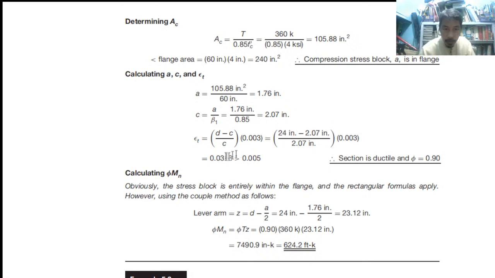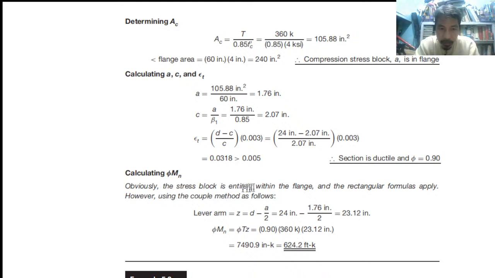So if you do this, the answer would be 0.0318. And that is greater than 0.005. 0.005 is again the threshold for ductile. So if the material has the strain greater than 0.005, that is ductile. Therefore, for a ductile section we will have phi equal to 0.9. Therefore, just multiply by 0.9.